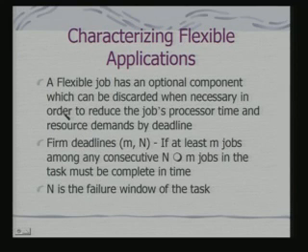So, how do you characterize flexible applications? A flexible job typically has an optional component which can be discarded when necessary in order to reduce the job's processing time and resource demands by the deadline. If I talk about firm deadlines (m, n), what is the definition of this? At least m jobs among any n consecutive jobs in the task must be completed in time. So, this is a kind of deadline which is getting specified. And n is actually the failure window of the task.